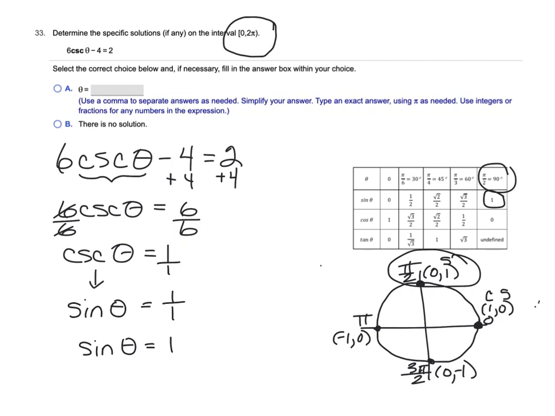And down here at 3 pi over 2, it's negative 1, so that doesn't work. So we actually only have one place that the sine equals 1. That happens at pi over 2. And that's my answer.